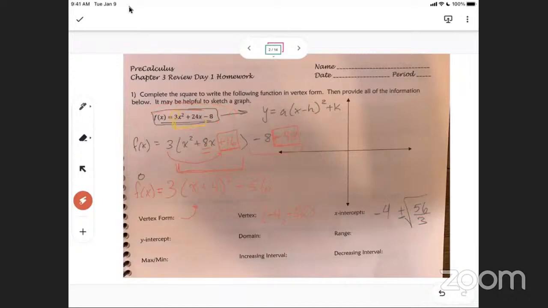Now the Y-intercept, it's easier to use the original standard form for the Y-intercept, because remember how you find the Y-intercept? You plug 0 in for X. So those both cancel and your Y-intercept is just -8. So (0, -8) is your Y-intercept.